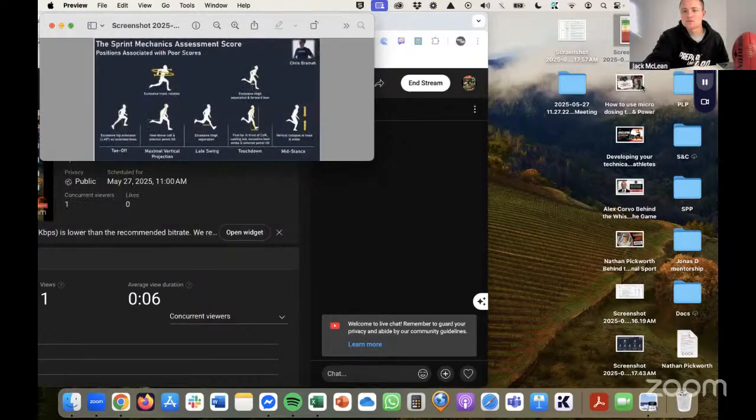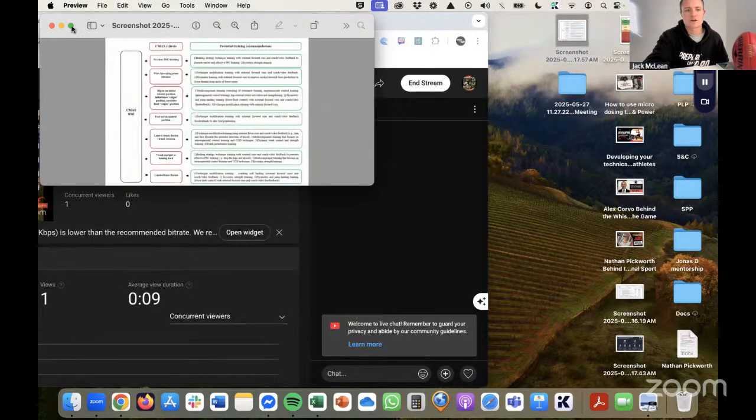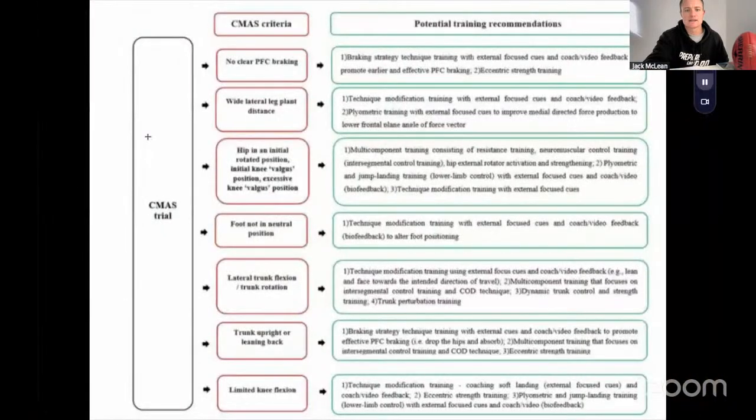I mentioned as well the CMAS. Tom DeSantos has also built a good framework to help with your lateral speed, and he's given some good guidance on what to work on if you're seeing things like limited knee flexion, or the trunk leaning back, or too much sway in the trunk from a posterior view, and trunk rotation. And like I mentioned, that can be a cause due to lack of ankle stiffness, perhaps from a past injury.